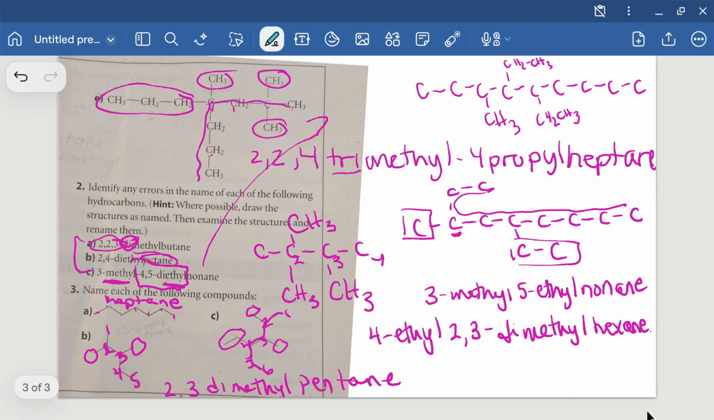So yes, it gets nice and long and confusing and messy, but hopefully once you get that practice, you do start to find it easy. And then as we move on, we'll learn how to look at double bonds and triple bonds and alcohols and esters and all of that.